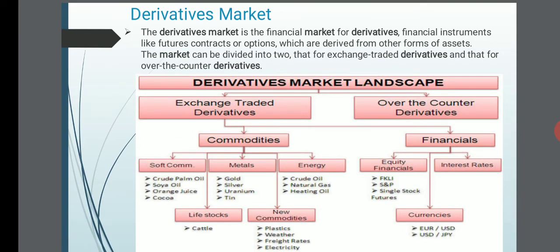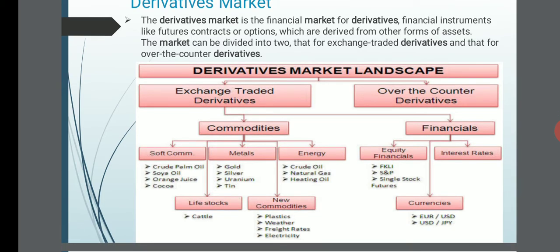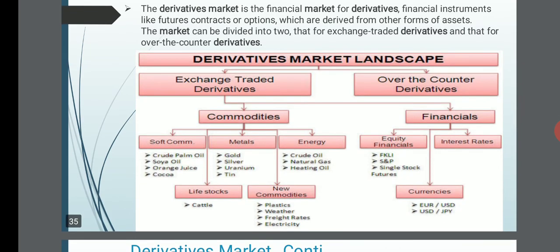Derivatives market is a financial market for derivatives, financial instruments like futures contracts or options, which are derived from other forms of assets. The market can be divided into two: exchange traded derivatives and over-the-counter derivatives. Exchange traded derivatives are of two types: commodities and financials. The commodities market consists of soft commodities, livestock, metals, energy, and new commodities. And the financial part consists of equity financials, currencies, and interest rates.